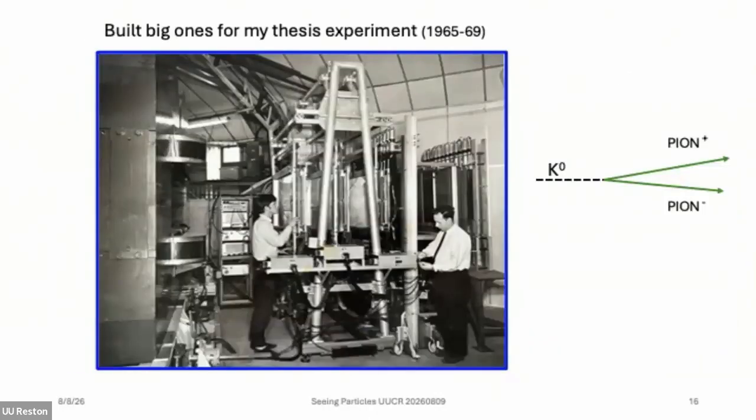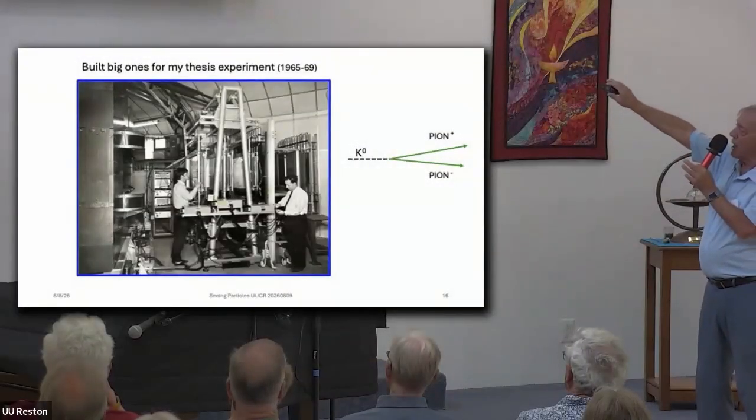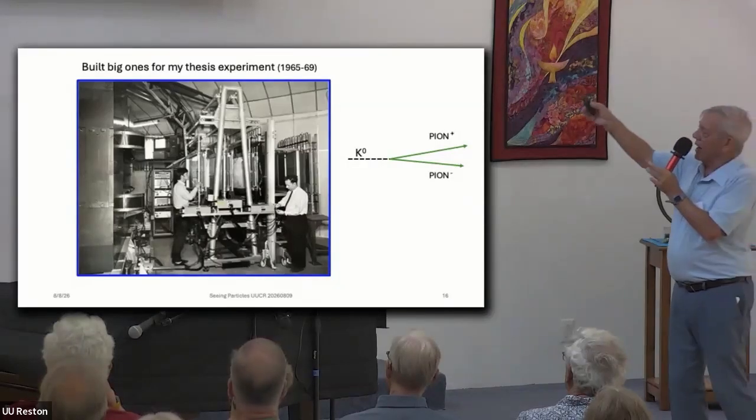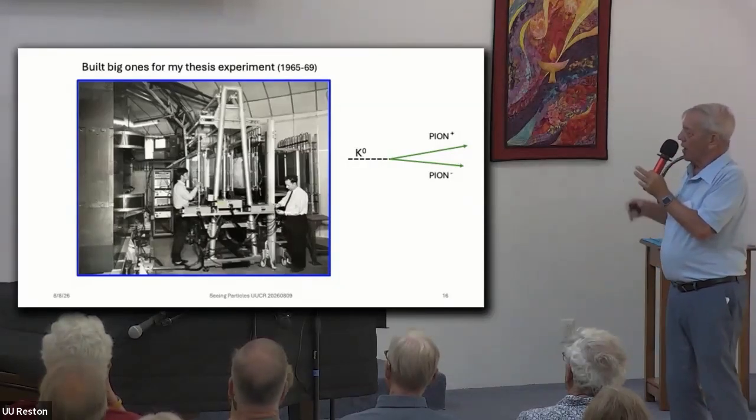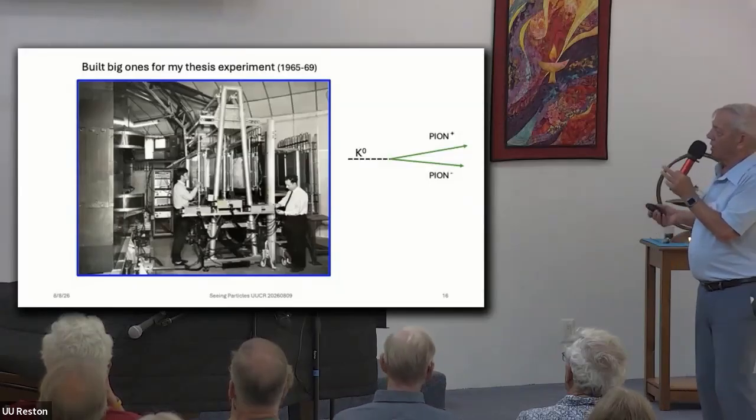And we made big spark chambers, and here's one for my thesis experiment, 65 to 69. That's me on the left, and our technician working on the spark gap generation. Particles came from the left, and on the left you see this black magnet, a big magnetic field, that bent the paths of particles as they went through the magnet. What I was studying there was, again, this neutral K0 particle, a strange particle, decaying to two pions. The pions went through the magnet and through the spark chambers and made sparks on the wires that we could read into our computer, where we didn't have to have photographs to analyze them.